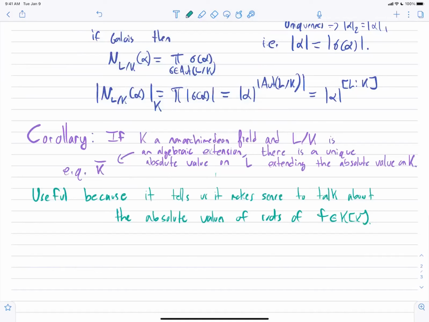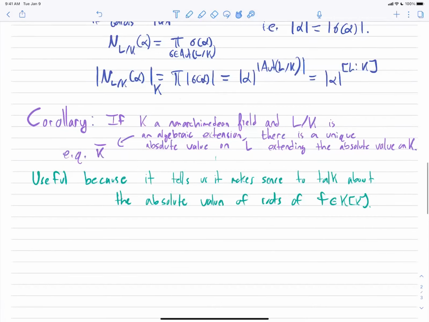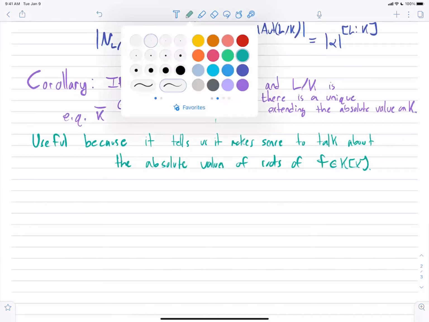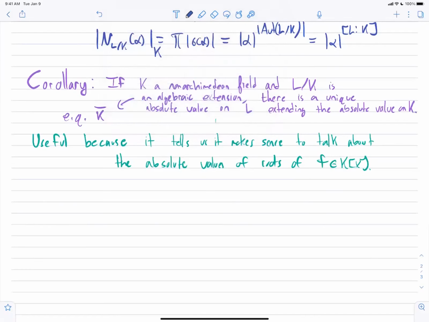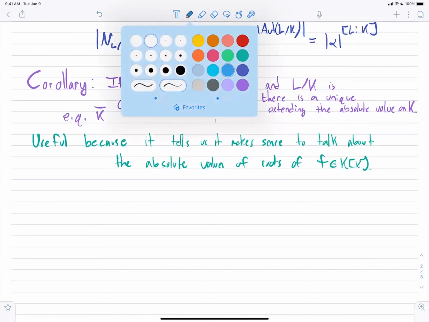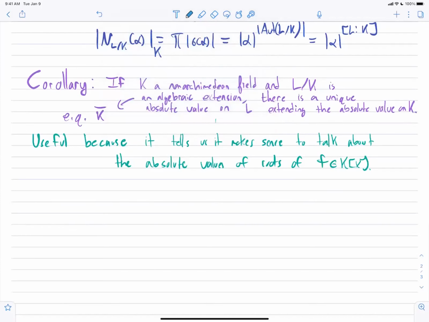Okay, so this is going to be a pretty powerful thing. Let me give a couple of applications of this idea. Let me state one result.